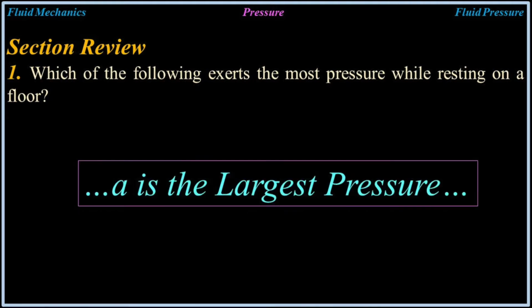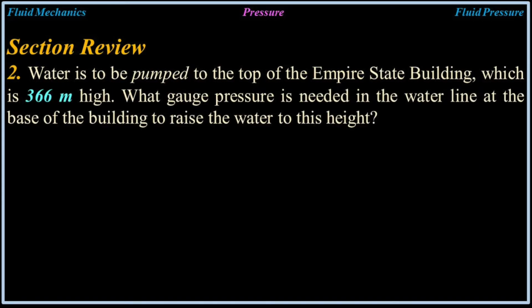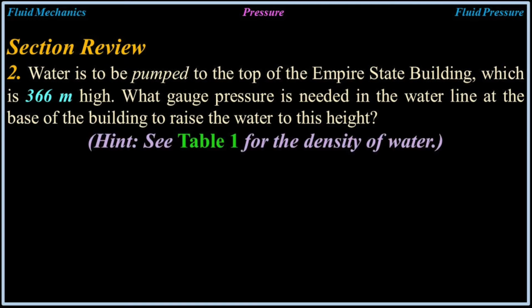So the answer is A, is the largest pressure. A is the largest pressure. Okay. Water is to be pumped to the top of the Empire State Building, which is 366 meters high. What gauge pressure is needed in the water line at the base of the building to raise the water to this height? Make sure you look at table 1.